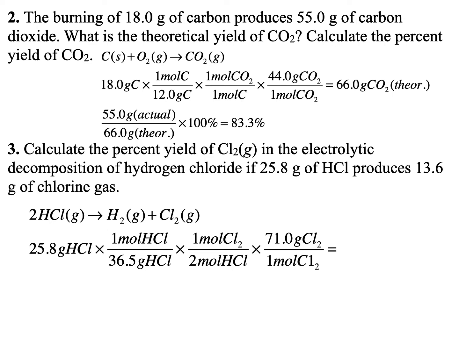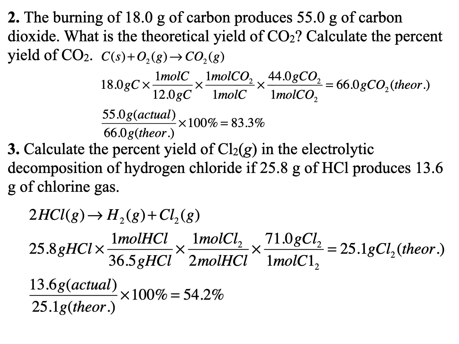I do my math, 25 times 71 divided by 36.5 divided by 2, and that gives me a theoretical yield of 25.1 grams of chlorine. Now, to do the percent of the chlorine gas, we're going to put the 13.6 grams over the theoretical 25.1 grams, and that's only a 54.2% yield. You'll notice that all the percent yields, when we use stoichiometry, that's theoretical.